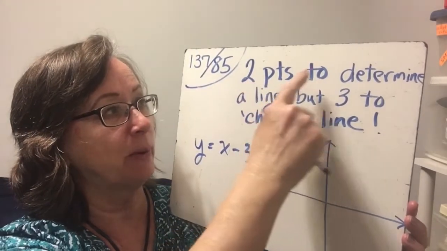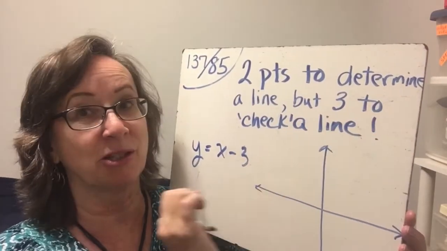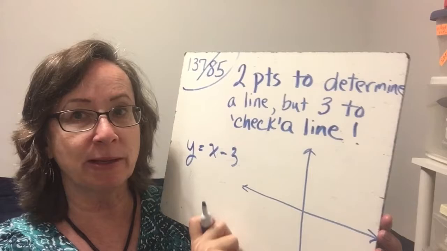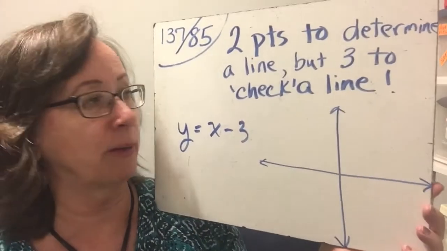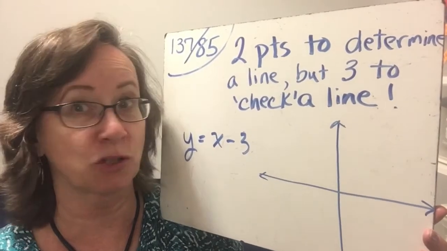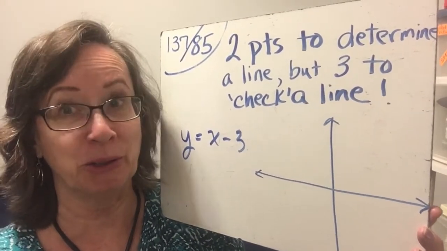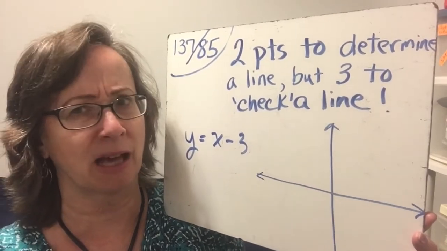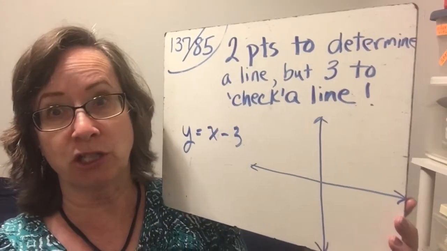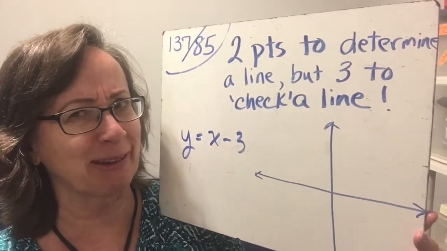I said 2 points to determine a line, but 3 points to check a line. So we always want to make sure of our line. So 2 points, yes, that will determine a line, but what if you made a mistake on just one of those points? If you only put 2 points down, you might not know you had made a mistake. So 3 points is always wise. So we're going to always choose 3 points so that we can make sure that our line is heading in the correct direction.